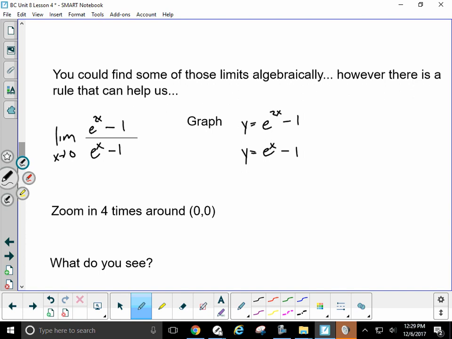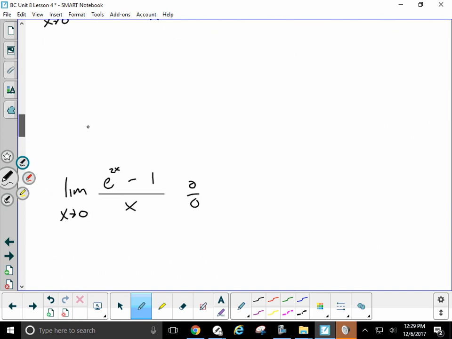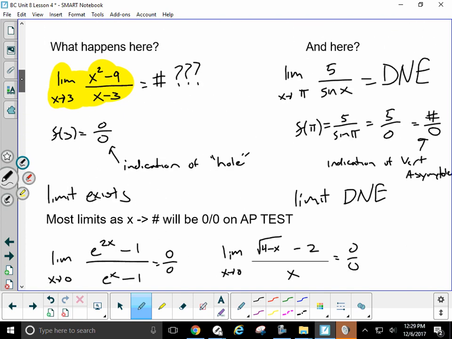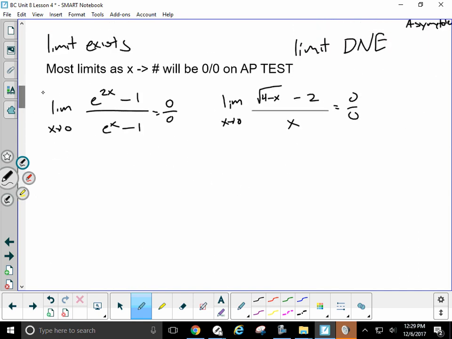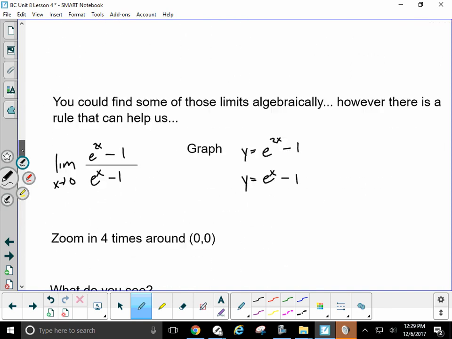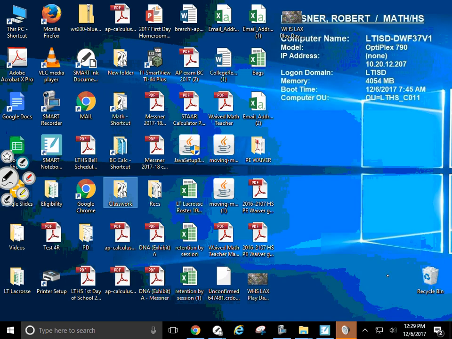And here's how we're going to tackle this. Let's go back to this one, e to the 2x minus 1 over e to the x minus 1. It appears that this has a hole. I get 0 over 0, right? Well, I'm going to graph these two functions. You guys can do this if you have a calculator. If not, you can just watch.